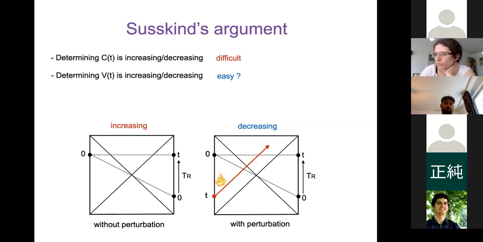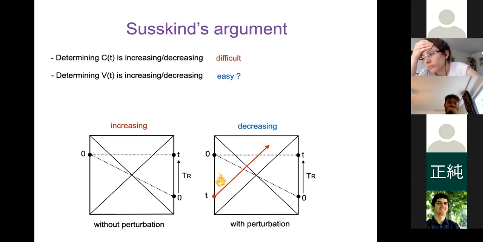On the other hand, let us consider a similar state, but with the perturbation already added on the lower bottom corner of the left-hand side. Then it turns out that, after some thought, you can convince yourself that the complexity or the volume of the wormhole is actually decreasing in time. Anyhow, the important lesson here is that depending on the absence or presence of perturbations, the complexity can be increasing or decreasing in time.